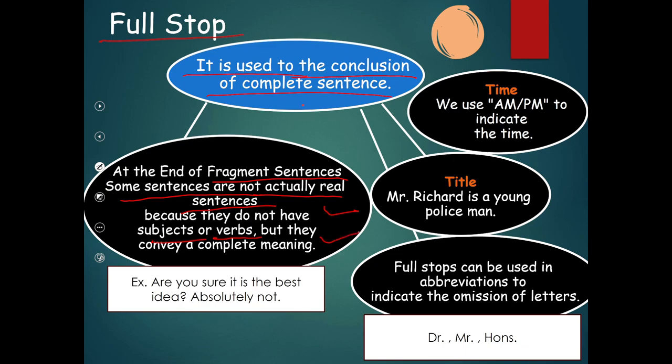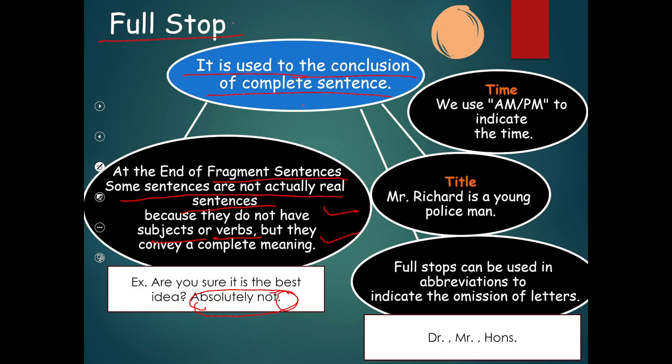Some sentences are not actually real sentences because they do not have a subject or verb, but they convey a complete meaning. For example, are you sure it's the best idea? The answer will be absolutely not. This is followed by a full stop. So with fragmented sentences we use a full stop at the end. It does not have any subject or verb, but still it's a sentence and it's making some sense.